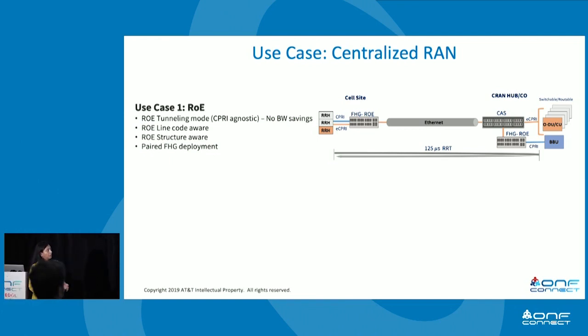So if you look at the Fronthaul Gateway function, that's primarily to aggregate both your CPRI and eCPRI at the tower, the radio, and transport via Ethernet to your hub location.